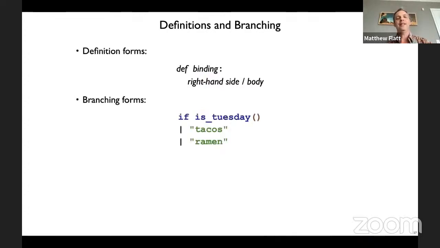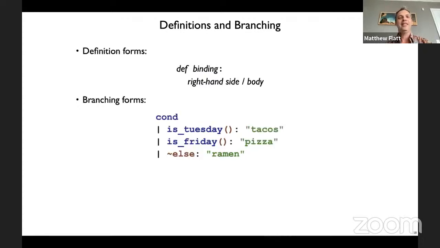Branching forms, like if, use the vertical bar notation, the alternatives notation. So here we have if, an expression, and then a then branch and an else branch. So it's tacos on Tuesday and ramen all the other days. Here is a conditional form.